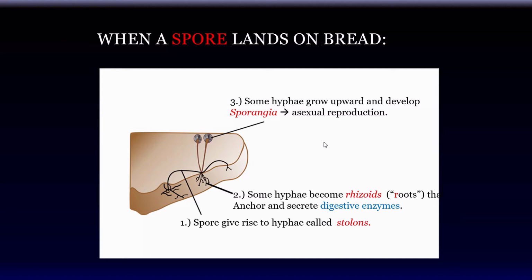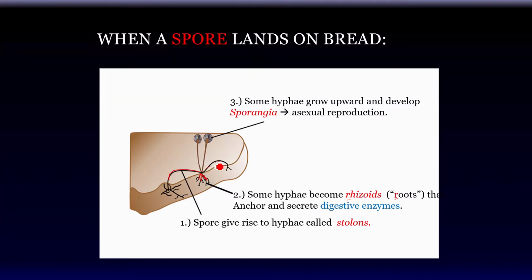Now bread is like carbohydrate. It's like a party. It's just like the ideal medium for these fungi to grow. So when a spore lands, let's say a spore lands over here on the bread, the spore gives rise to hyphae, and they're called stolons. So the spore grows into hyphae, which are called stolons. That's this over here. And some of these hyphae are called rhizoids, or you can remember rhizoids as roots. They anchor and they dig deep.